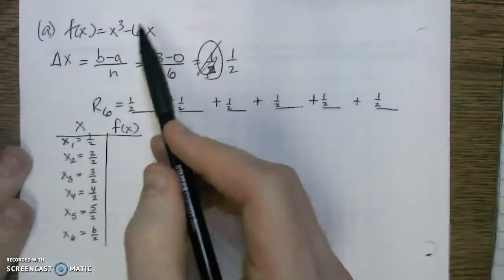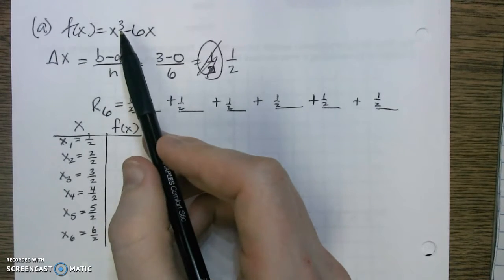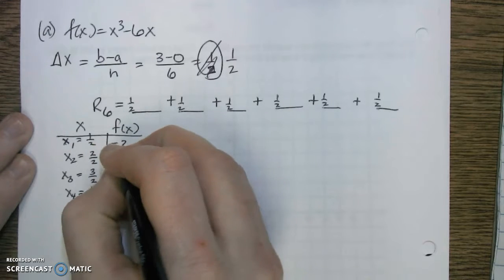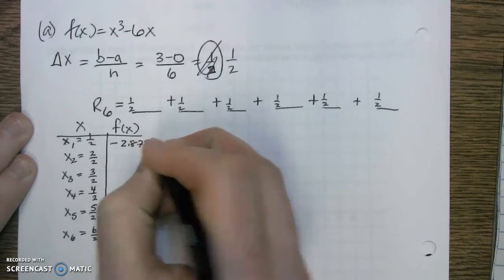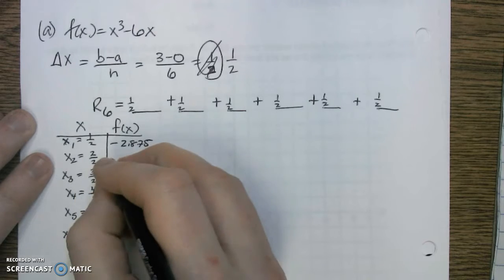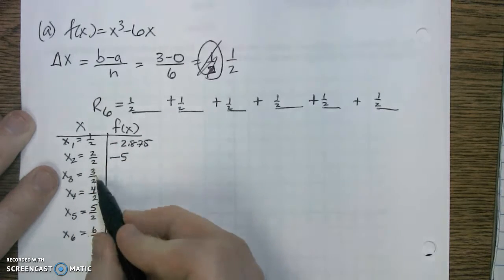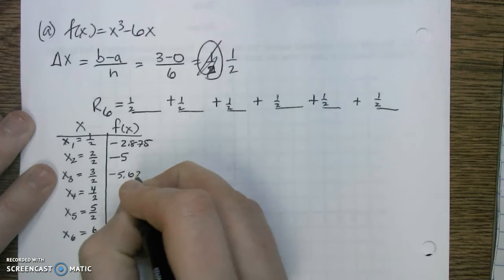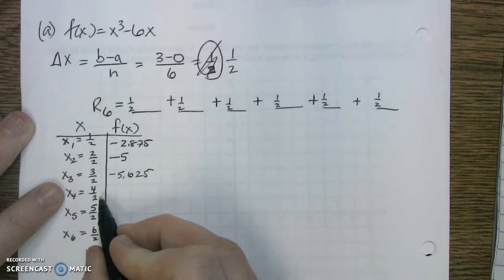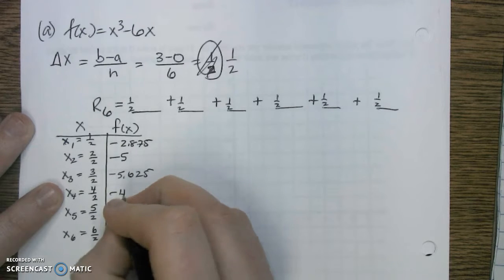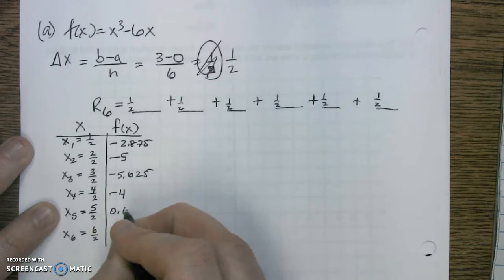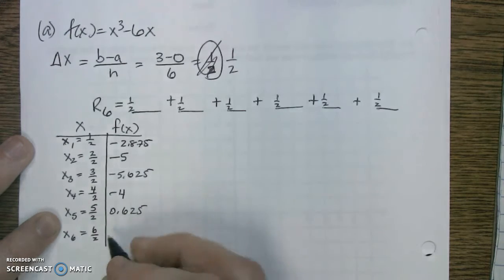And the function they gave us is x cubed minus 6x. So if you plug in 1/2, you get negative 2.875. If you plug in 1, you get negative 5. If you plug in 1.5, you get negative 5.625. If you plug in 2, you get negative 4. If you plug in 2.5, you get 0.625. If you plug in 3, you get 9.